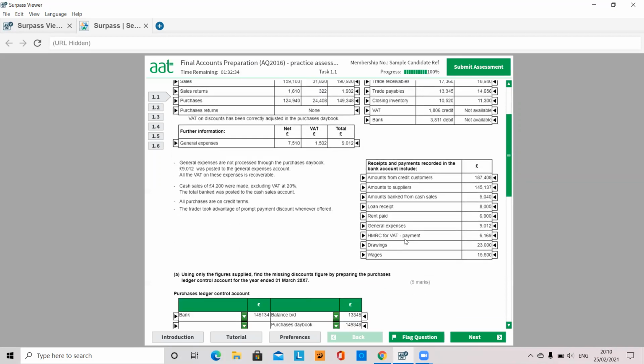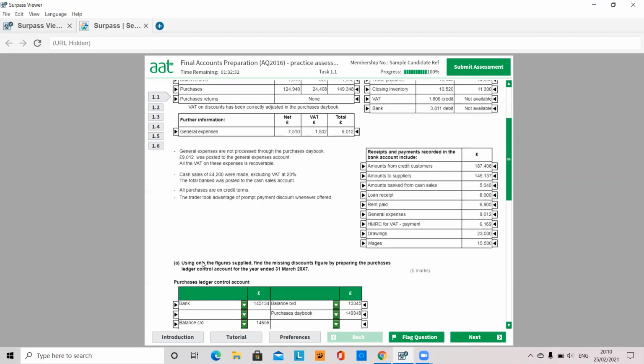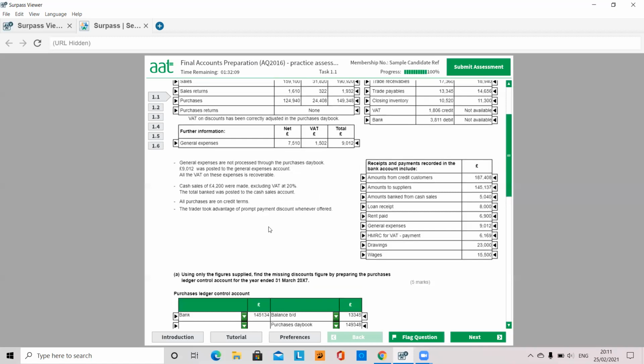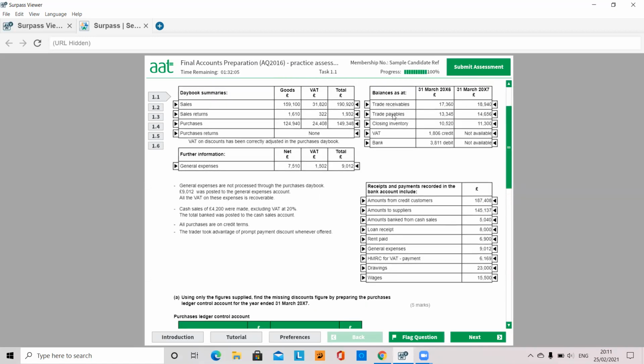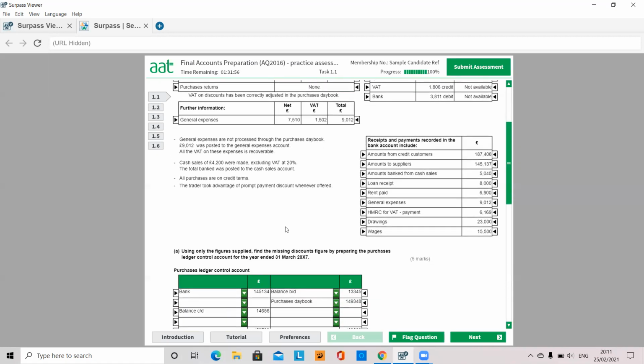So again, for this question, we need to check what it is we're being asked to do. And it said using only the figures supplied, find the missing discount figure, by preparing the purchase ledger control account for the year ending 31st of March 2007. So what we'll do is we put in the figures that we've got to try and find out the figures we've not got. So obviously for our purchase ledger control account, our suppliers, we've got an opening balance here of trade payables of 13,345. So meaning that we owe our suppliers 13,345.